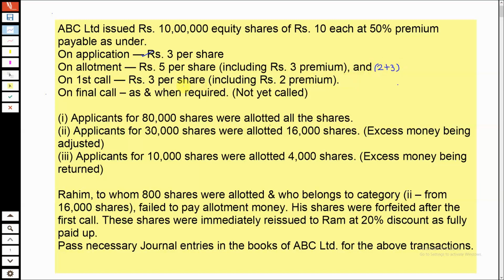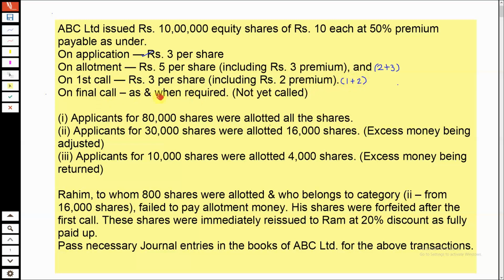Then in the next stage we have on first call 3 per share including 2 premium. So again here if I write the structure, it will be like this: one face value, because the total 3 rupees includes 2 premium. So 1 face value and 2 premium.